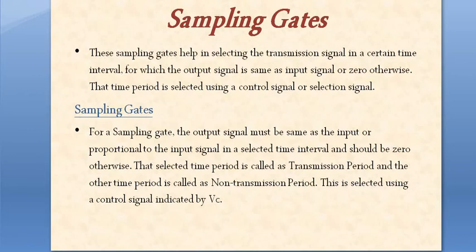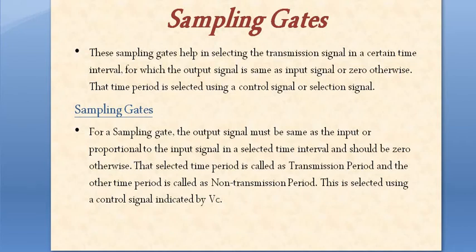What do sampling gates actually mean? Sampling gates are such that the output signal must be the same as the input, proportional to the input signal, in a particular selected time interval, or else it should be 0. I'll explain once again. The output signal must be the same as the input signal at some particular time. After that it should be 0. We should not get any kind of output in that time.